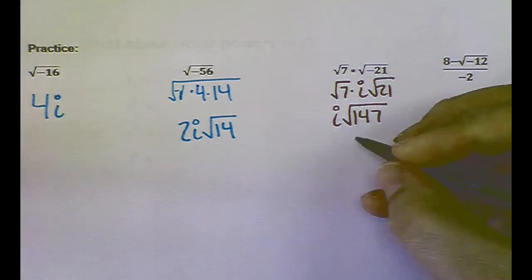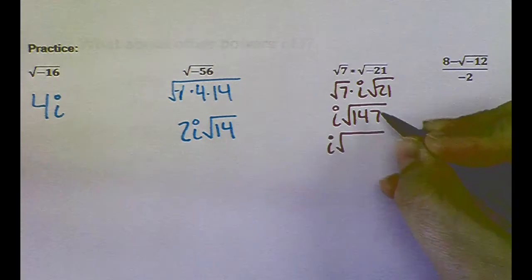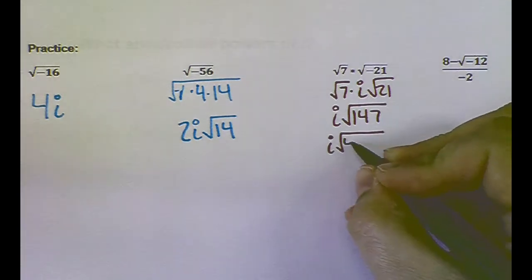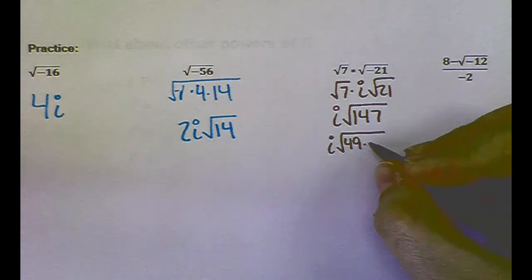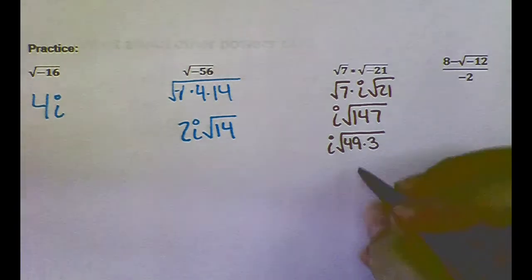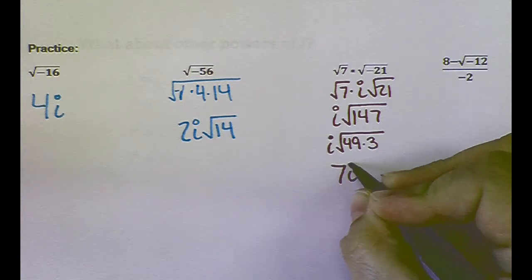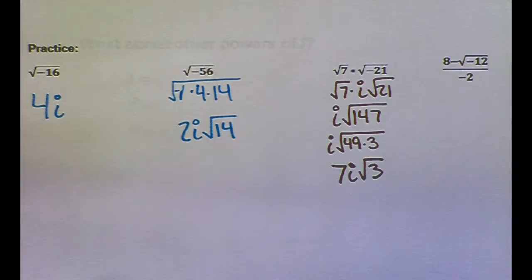But I happen to have noticed that I had a 7, and 7 goes into 21, so I'm pretty sure 49 is a factor of 147. I'm pretty sure it's times 3. The square root of 49 makes 7, so I get 7i square root 3.